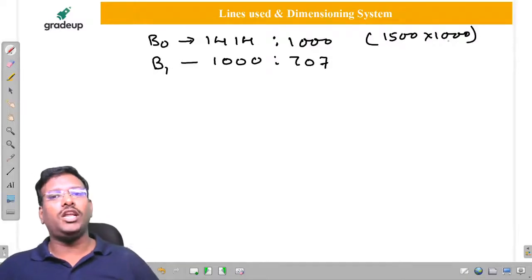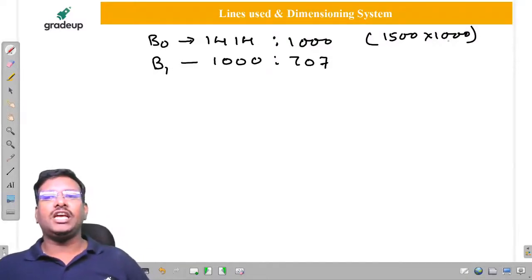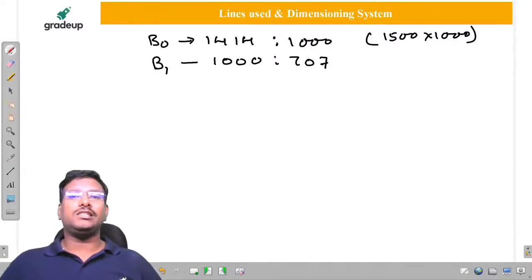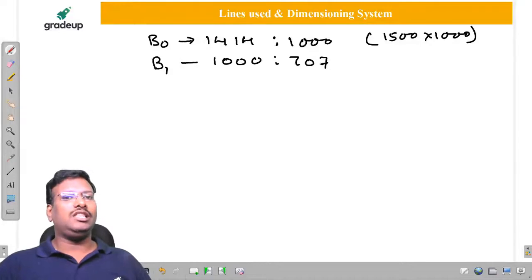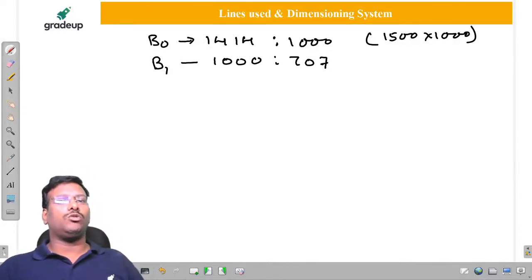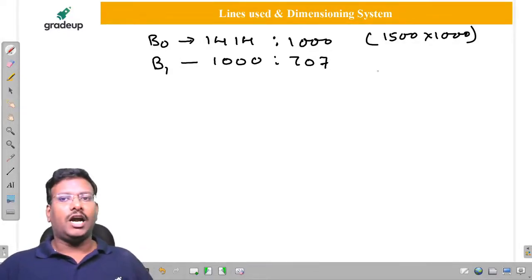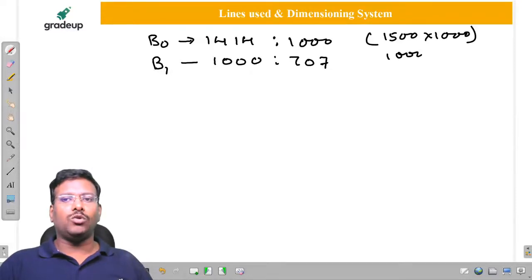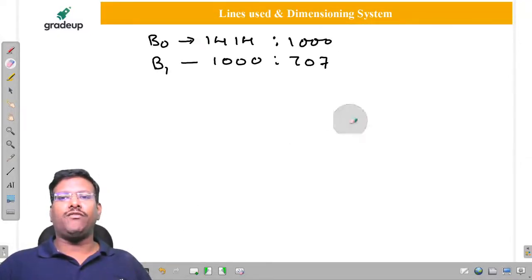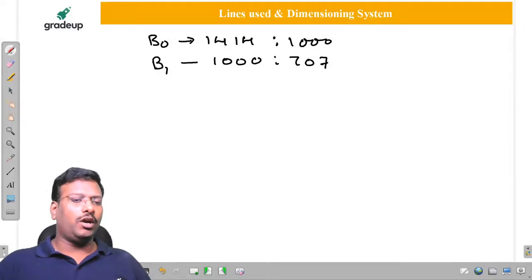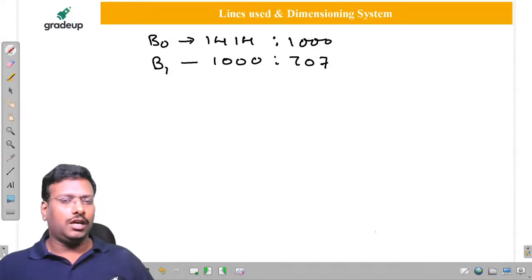Sir, if it is 1414, why are they giving it as 1500, sir? Because this is the actual size, but the manufacturer or carpenter can't know all these characters. That's why we give it to him as 1500, and this one is going to be 1000 by 750. These are the actual board sizes, but this is the sheet size. Don't worry, my dear friends, but you go ahead with only B sizes.